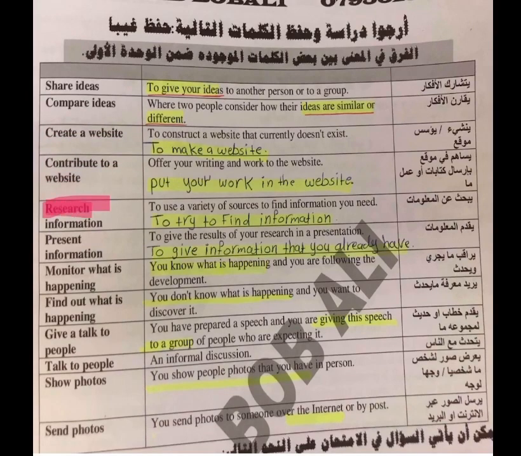Now here, research information or present information. There is a difference between to research information إنك أنت تبحث عن المعلومات or to present information إنك تقدم معلومات. To research information إنك تبحث عن المعلومات. To try to find information إنك تحاول إنك توجد معلومات. So research information is to try to find new information. إنك تدور على معلومات جديدة أنت تدور عليها سواء over internet or something else على إشي تاني. بس المهم إنك أنت تدور على معلومات جديدة.